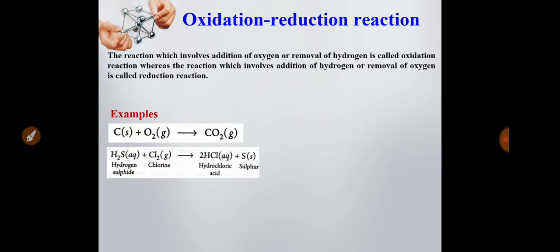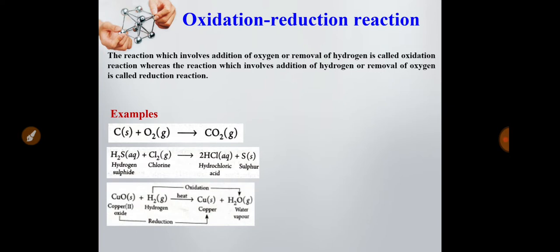So oxidation and reduction both are taking place. And the third example is copper oxide. When it reacts with hydrogen, it forms copper and H2O. Here the oxidation and reduction both are taking place. Copper oxide loses oxygen to become copper, so it is a procedure of reduction, and hydrogen gains oxygen from copper oxide, so it is the procedure of oxidation to form H2O. So here both oxidation and reduction are taking place.